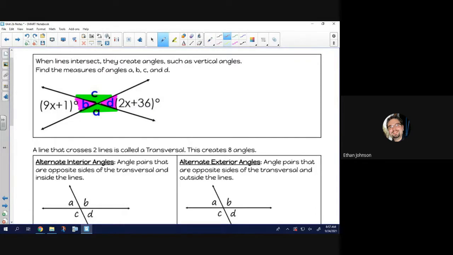For this unit, you will notice we will be doing a lot of highlighting. I would recommend having a highlighter and highlighting along with us. So, same color means they are equal. They're vertical angles. So I can say 9x plus 1 equals 2x plus 36.